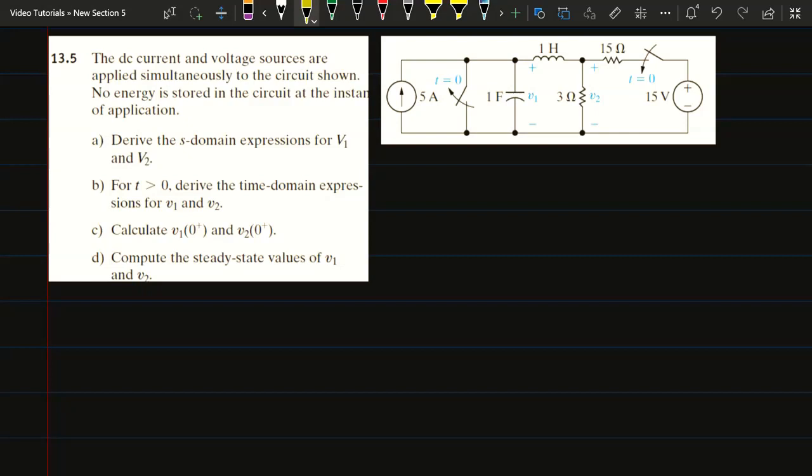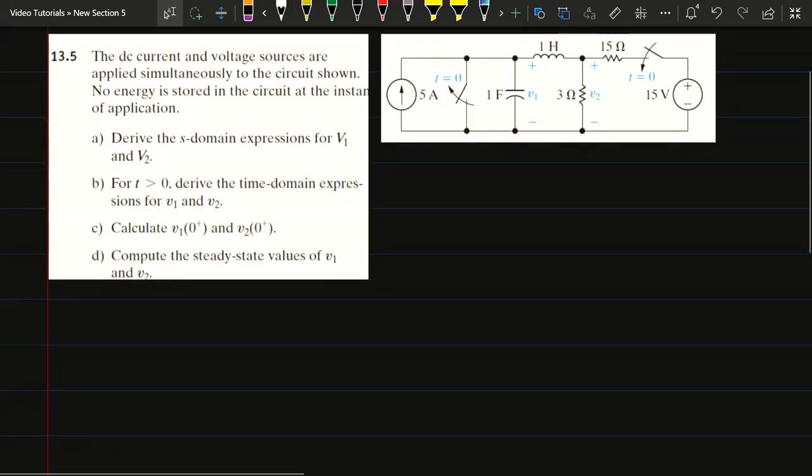This is a second example for applying the Laplace transform to do circuit analysis. And this is assessment problem 13.5 in Nilsson, the textbook that we are using. It says the DC current and voltage sources are applied simultaneously to the circuit shown. No energy is stored in the circuit at the instant of application.